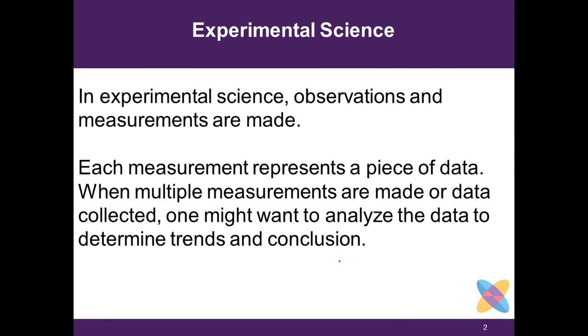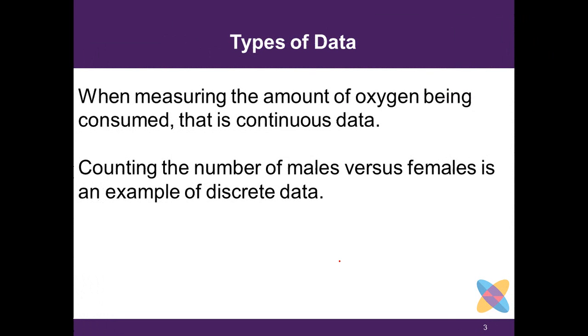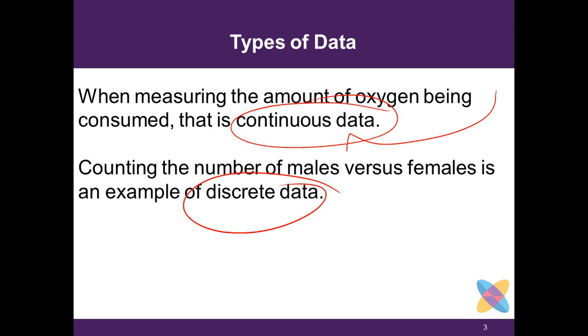When multiple measurements are made or data is collected, one might want to analyze the data to determine trends and conclusions. There are two different types of data. For example, if you're measuring the amount of oxygen being consumed by respiring peas at two different temperatures, that's continuous data. On the other hand, if you are counting the number of males versus females, that's discrete data. Today, we want to focus on continuous data.